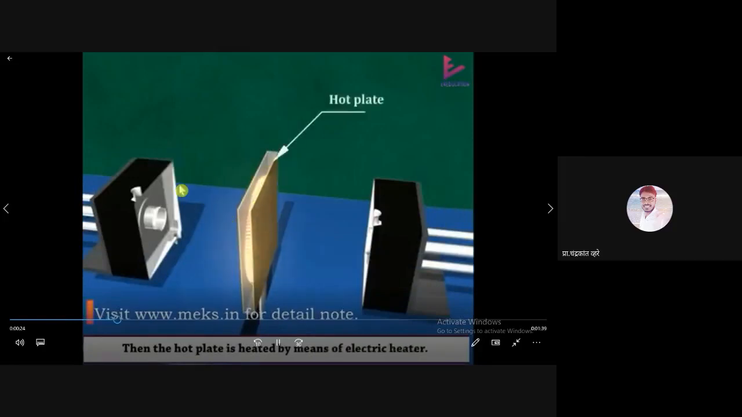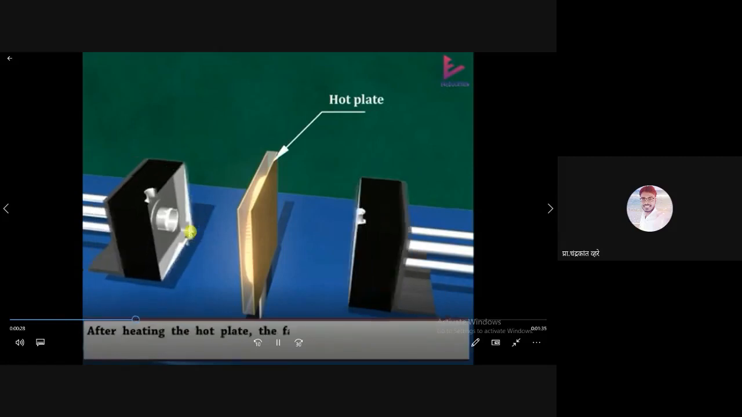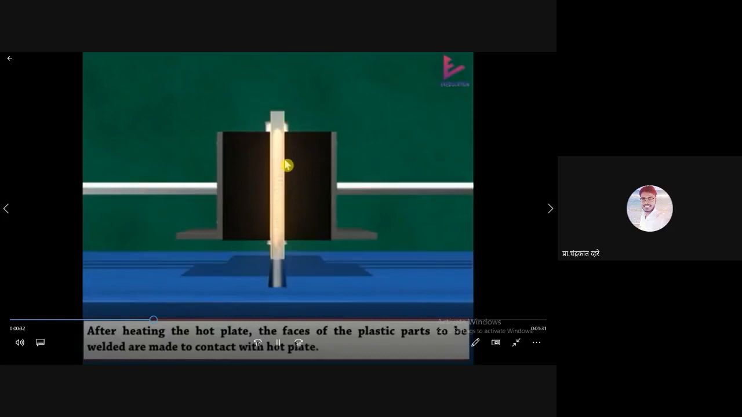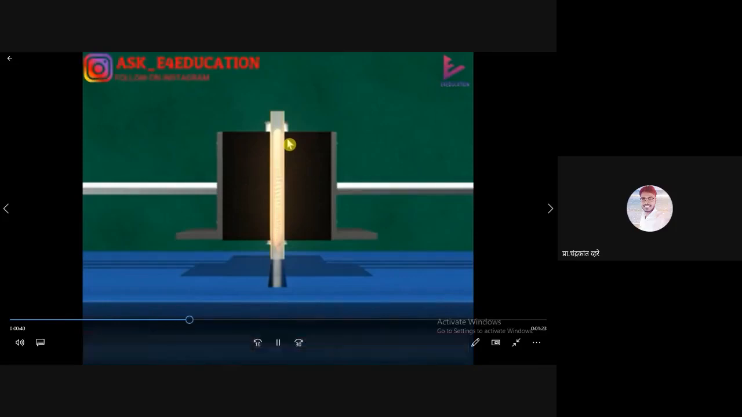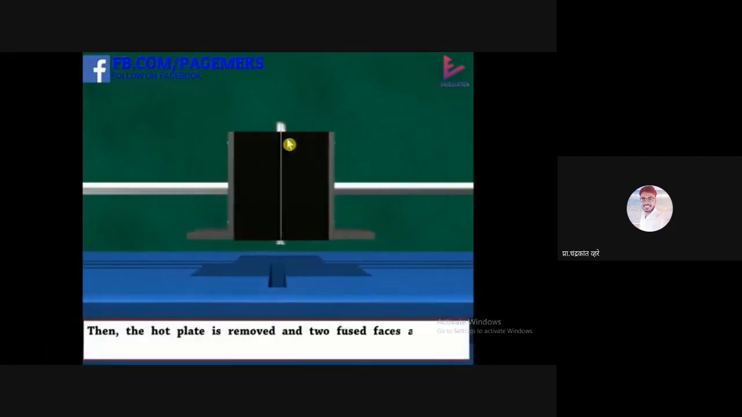Due to this, this white color plastic plate gets molten up to some level, and here also both plates get molten up to some level. Okay, and after that we are just pressing those places together and they get connected. So that's it, a video. Okay, so this is a hot tool welding process.